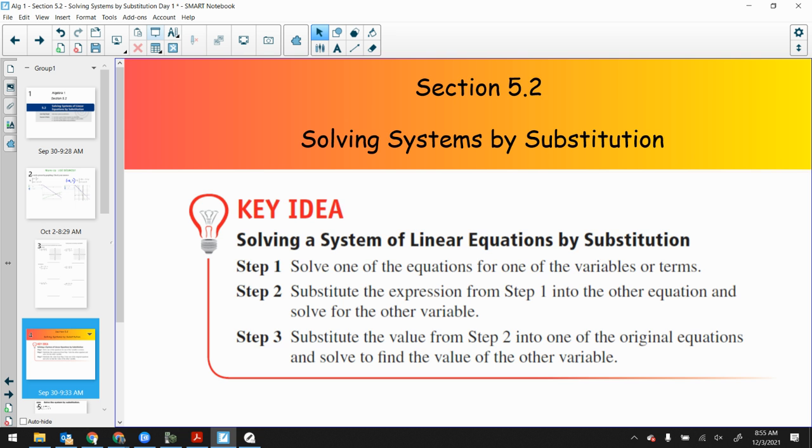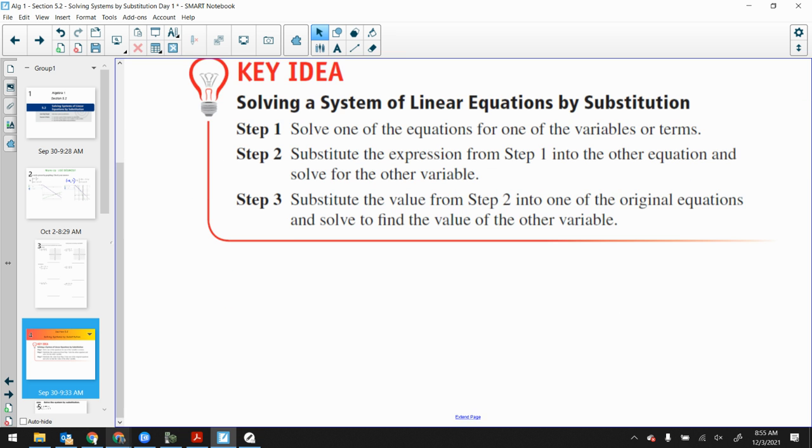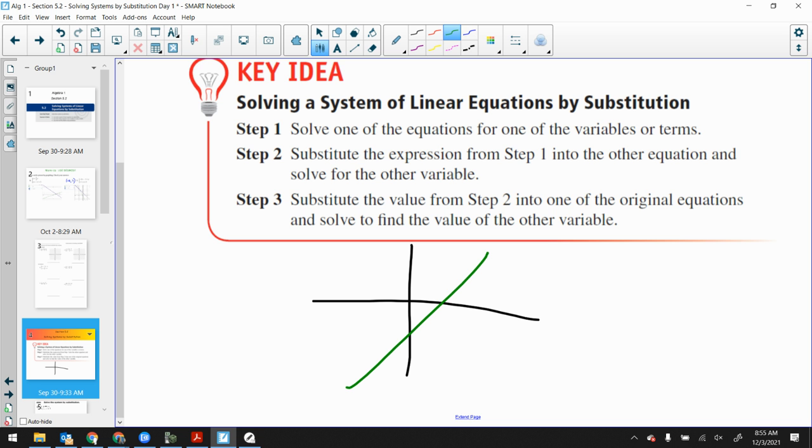Let me remind you that the end goal of all of this is to figure out where the two lines will cross. That's what you're looking for, right? That's the end goal of solving a system. It's the coordinate where the two lines will cross. That's your end result. By the end of step two, you should have one of the two coordinates. By the end of step three, you should have the other coordinate.